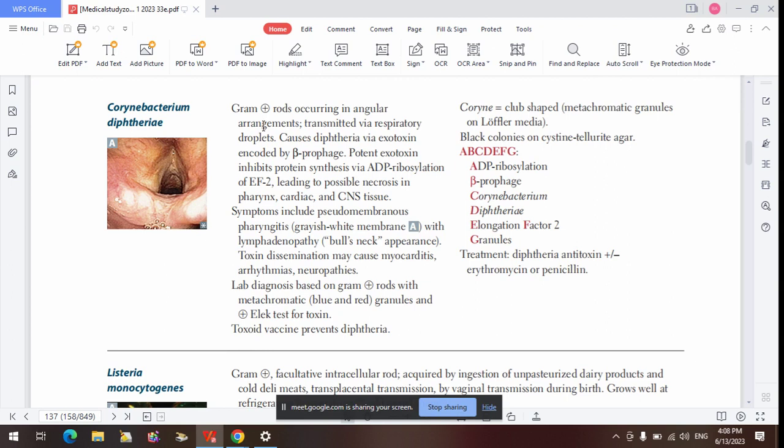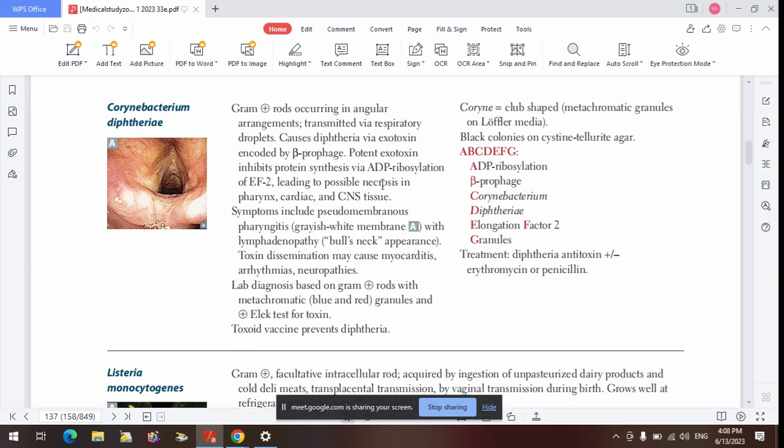It's typically a respiratory tract infection, transmitted through respiratory droplets. We are already aware of how it causes infection: it releases its exotoxin, the diphtheria toxin. Once it releases that toxin, what does it do? It inactivates elongation factor 2 by causing ADP ribosylation. There are two organisms notorious for doing this. The second one is Pseudomonas aeruginosa. Both inhibit protein synthesis by ADP ribosylation of elongation factor 2.